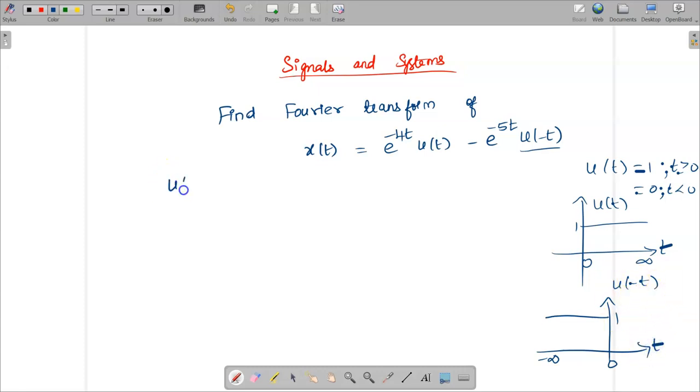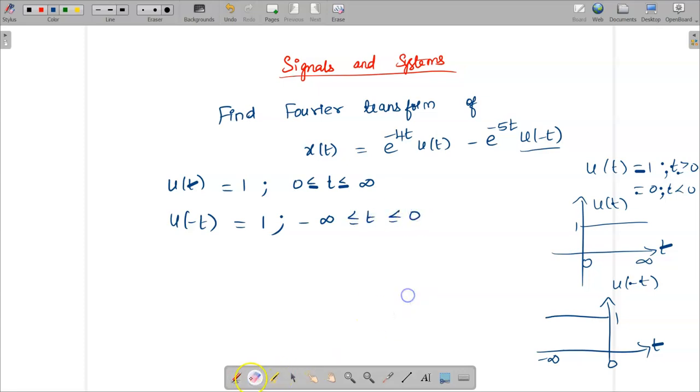So what I can write: u of t is 1 for the limit 0 to infinity, because it is for t greater than or equal to 0. And wherever you have u of minus t, I can replace it as 1 again, because the amplitude is 1. But what about the limit? The limit is minus infinity to 0.